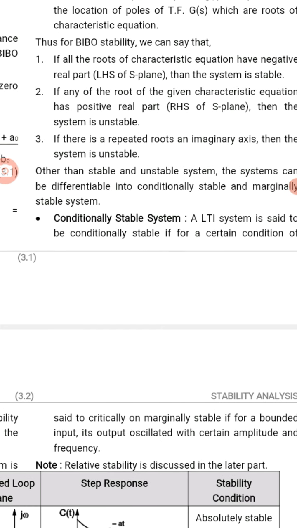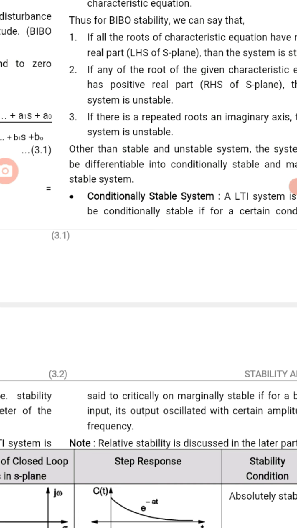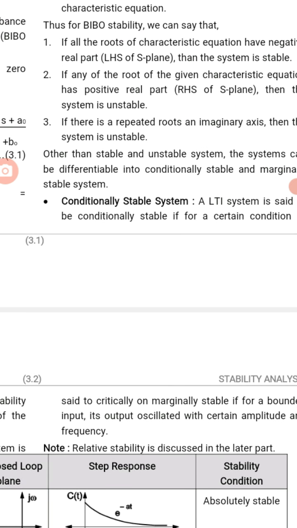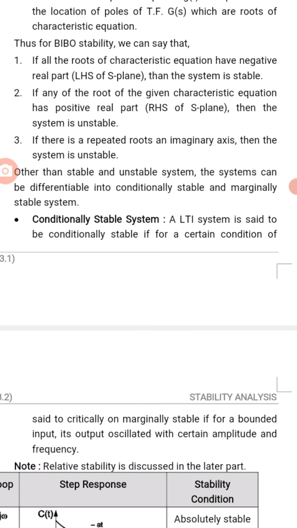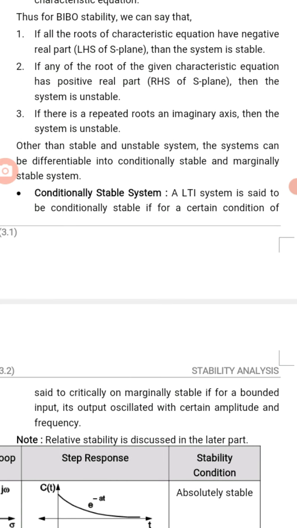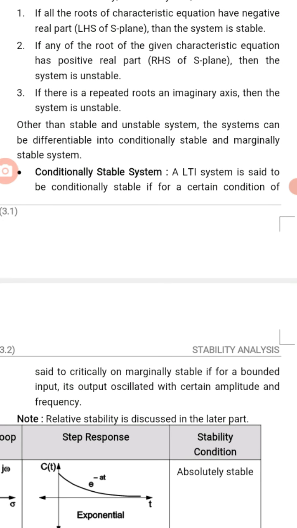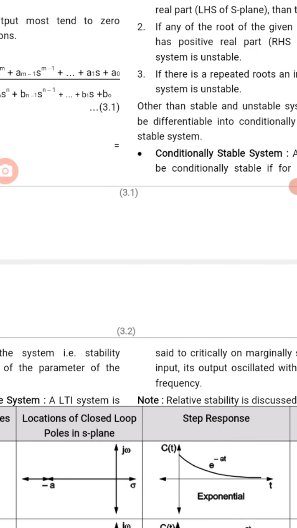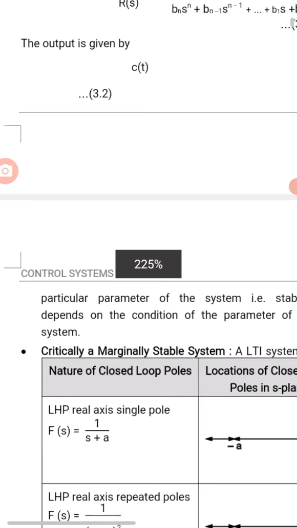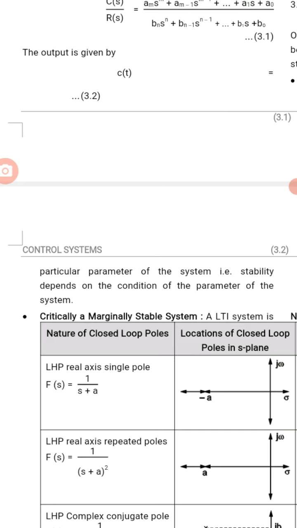Let us understand the definitions of system stability. Other than stable and unstable systems, systems can be differentiated into conditionally stable and marginally stable. A LTI system is said to be conditionally stable if, for a certain condition of a particular parameter of the system, that is, stability depends upon the condition of the parameter of the system.